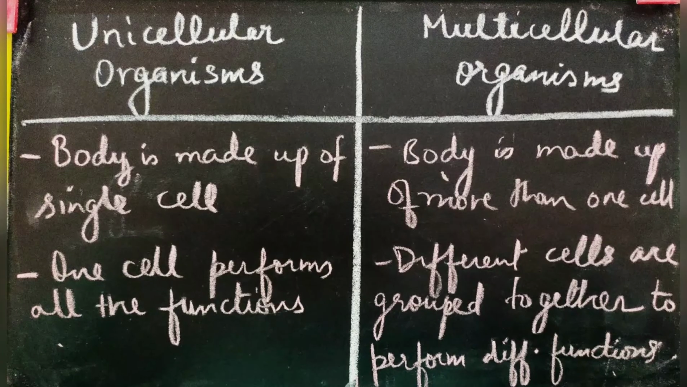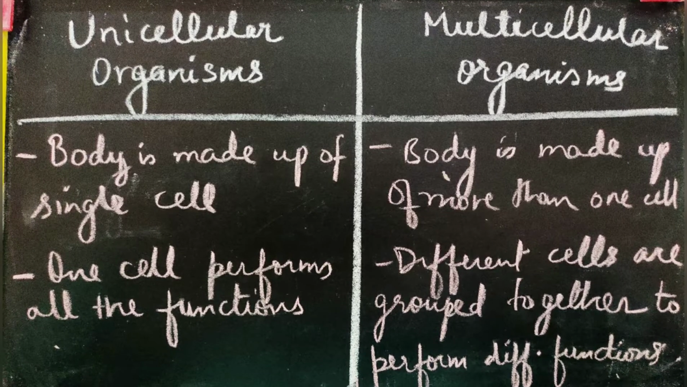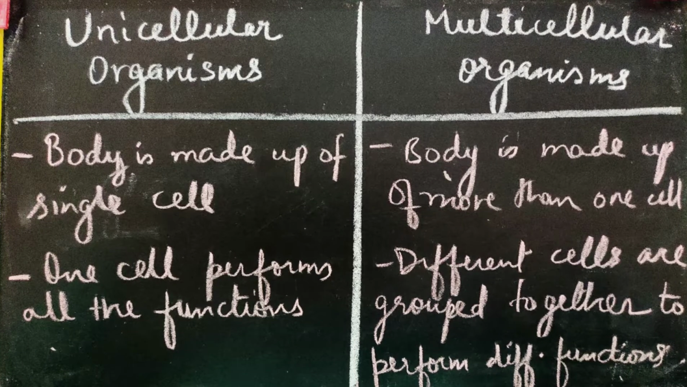So students, now we are aware of the basic structure of a cell. The number of cells in an organism may vary. There are organisms which contain only one cell in their body. They are also known as unicellular organisms. On the other hand, there are organisms which contain more than one cell in their body. They are known as multicellular organisms. We are going to differentiate between these two types now. So let us tabulate the difference between unicellular and multicellular organisms.